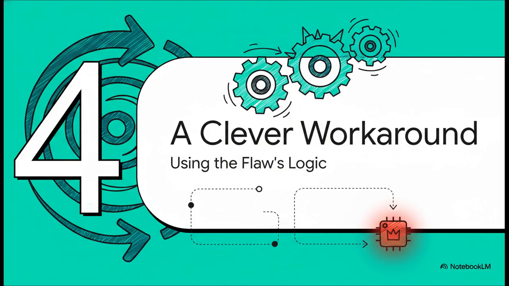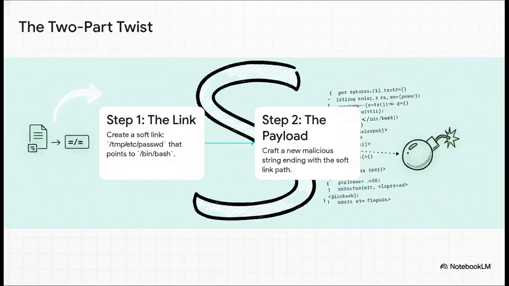A simple but absolutely brilliant trick that turns this roadblock into the finish line. The attacker isn't going to fight the program, they're going to use its own helpful behavior against it. It's a beautiful bit of misdirection. First, the attacker creates something called a soft link. You can just think of it like a shortcut on your desktop. They name this shortcut /temp/etc/passwd, but it doesn't actually point to a password file. It points to something completely different, /bin/bash, the system's command shell. Then they build their new malicious string around this decoy path.